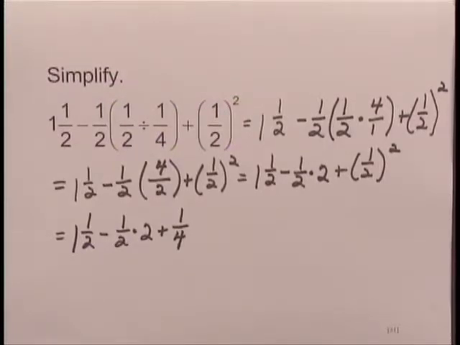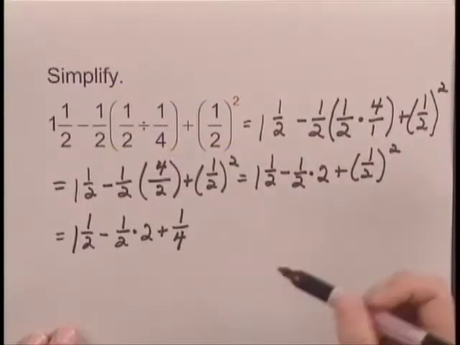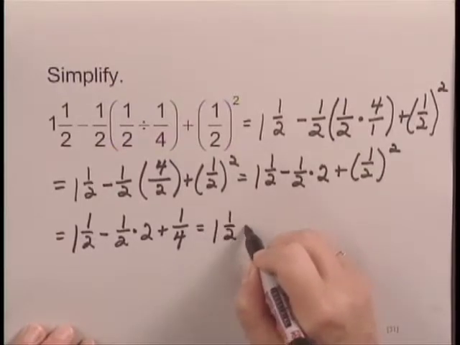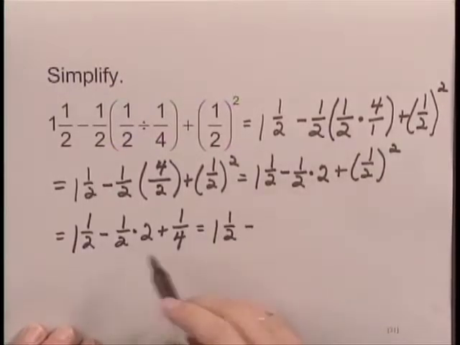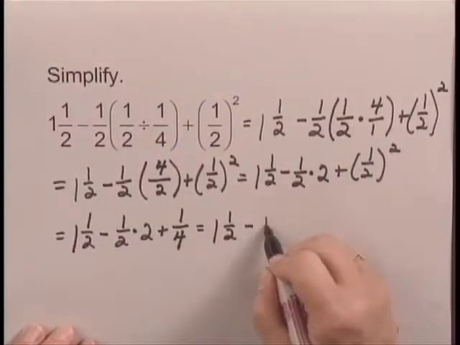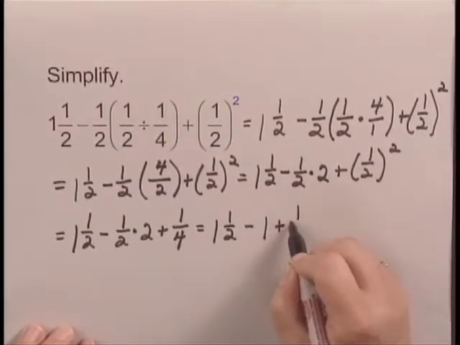So I move on to the next step, doing all multiplications and divisions in order from left to right. The only multiplication or division in this expression is this multiplication right here, 1/2 times 2. So I need to perform that next. I have 1 and 1/2 minus 1/2 times 2 would be 2 over 2, or 1, plus 1/4.